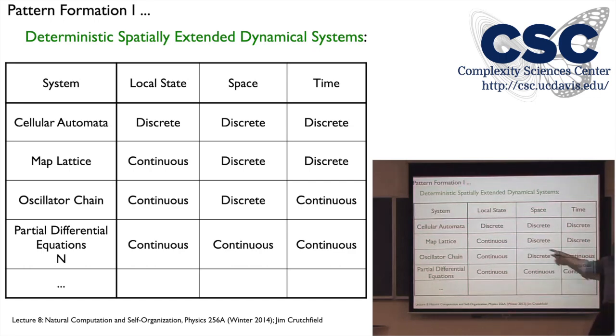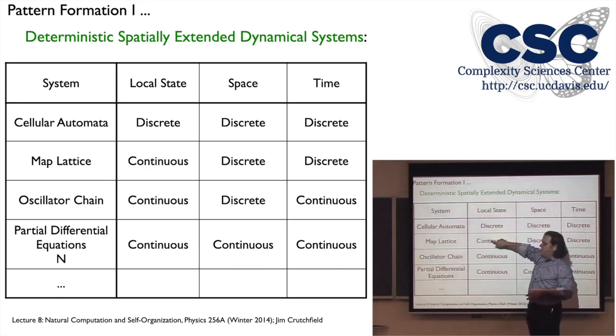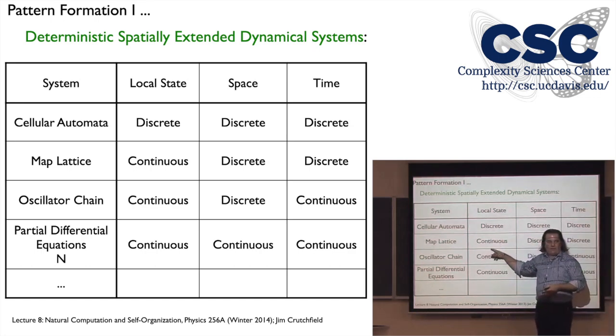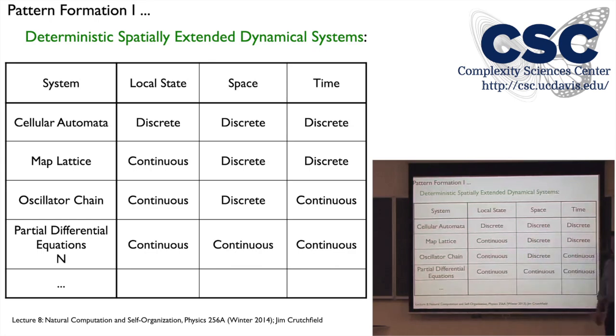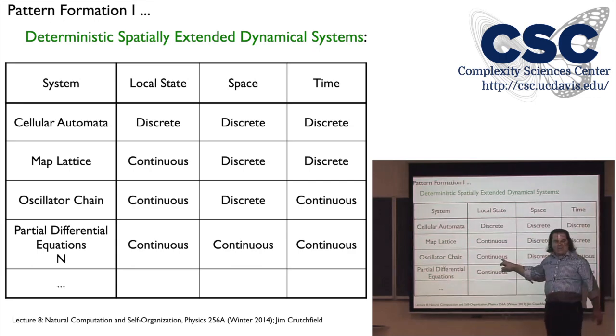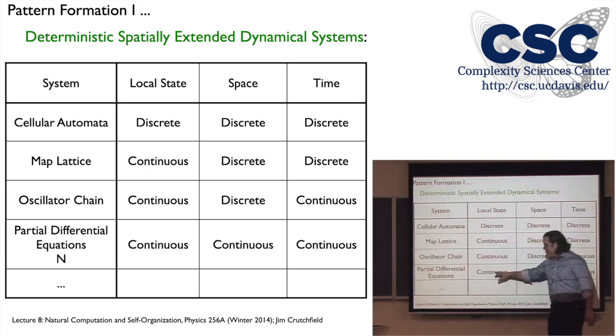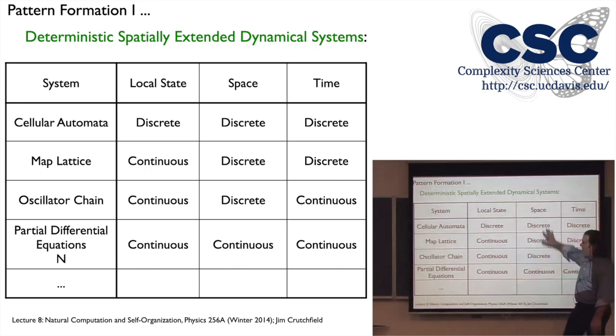But these variables I can change. If you just change the local state to be continuous, by putting, say, a discrete time one-dimensional map, I still have a discrete space lattice and discrete time. Now that's a continuous state space setting. But I just showed you the Whistler lattice, if you will. That was continuous time, discrete space, and continuous local state. And in various classes you run into these things called partial differential equations, and those correspond in this tableau to continuous local state, continuous space, and continuous time. A little bit of the message here is that there are aspects of these more complicated systems, oscillator chains and partial differential equations, that we can begin to understand with these simpler ones.